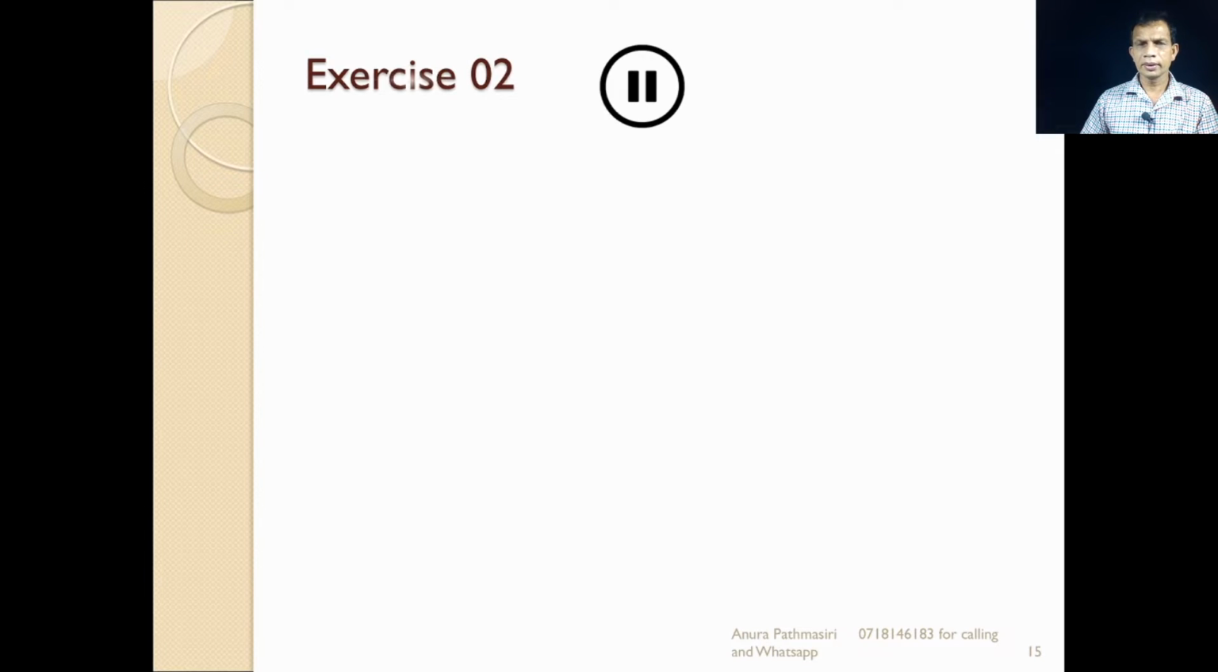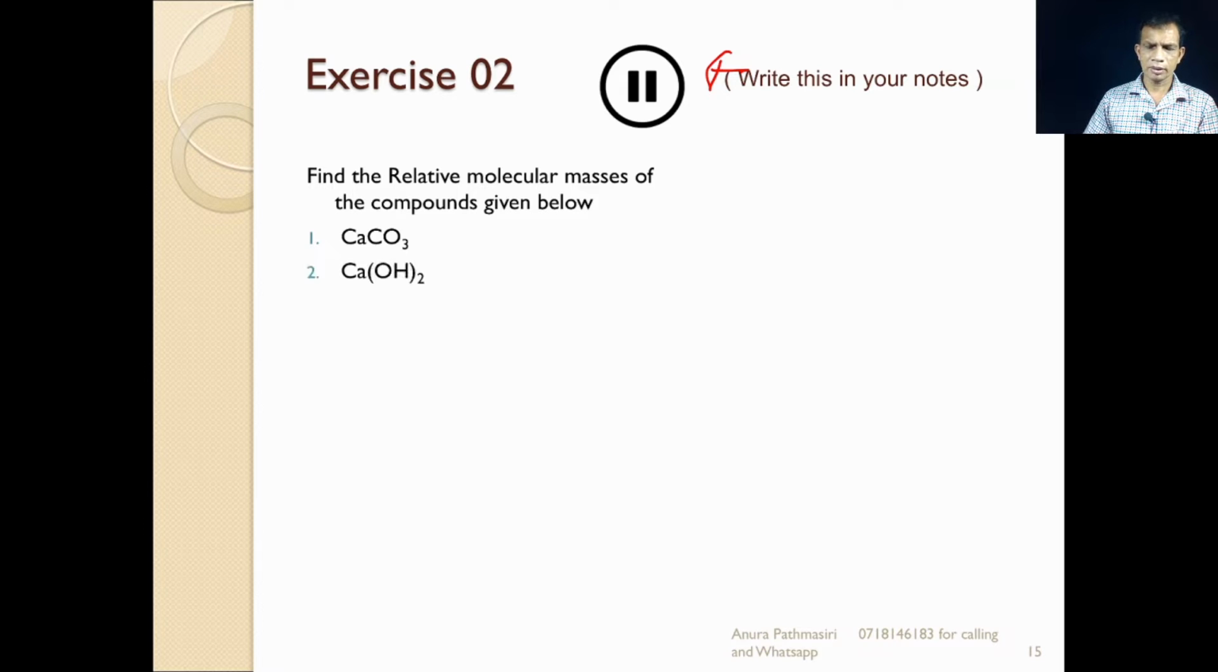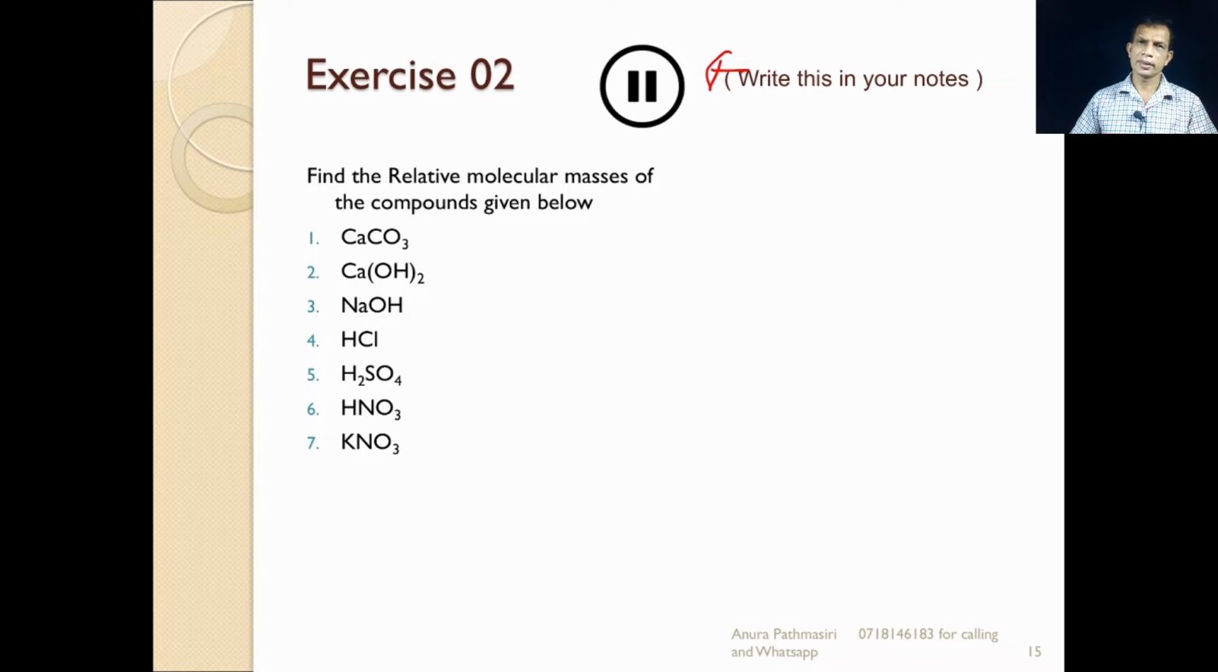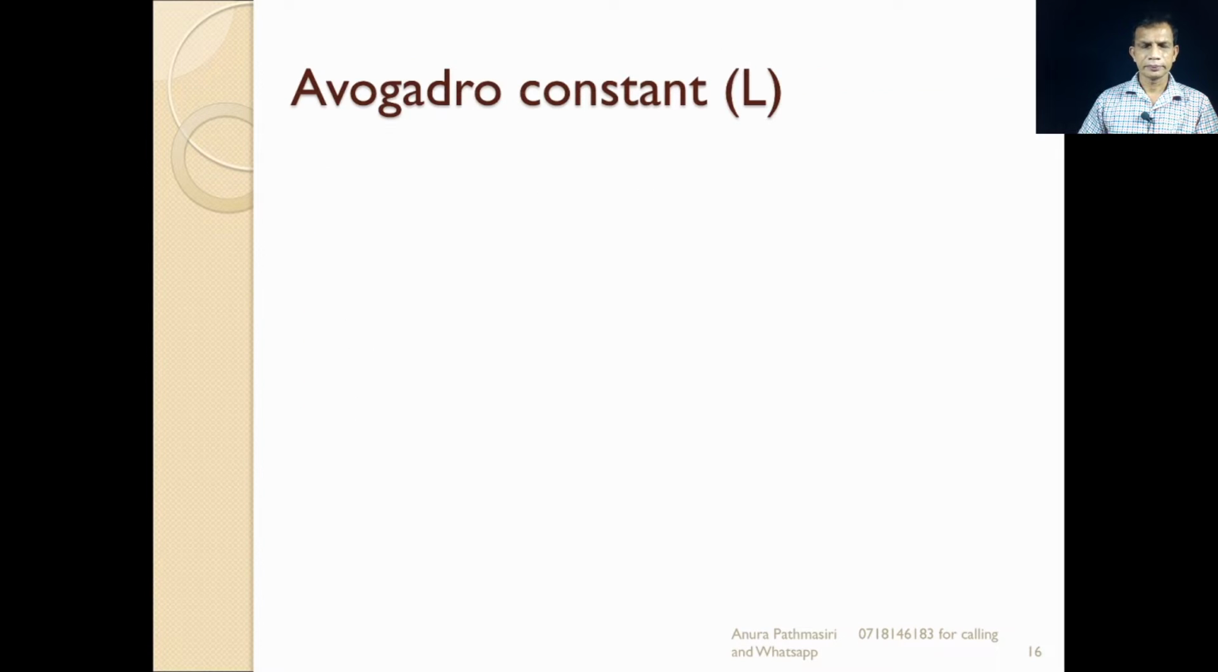Then the symbol indicates that you have to pause the video and find out the relative molecular masses of the given chemical compounds. Once you complete these, make them ready, and you can see how I do these exercises with you in my next video, so you can make it more clear. And next one, Avogadro constant.